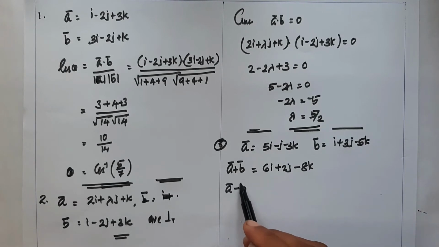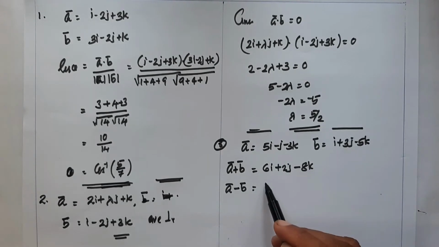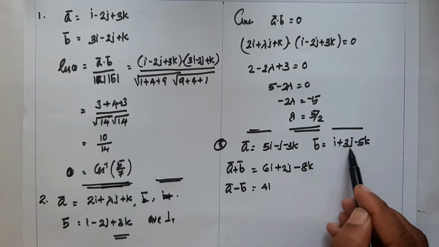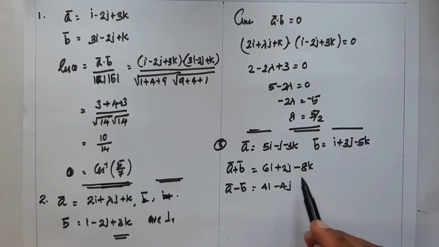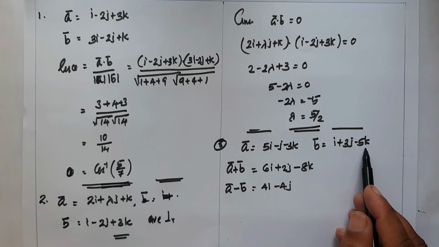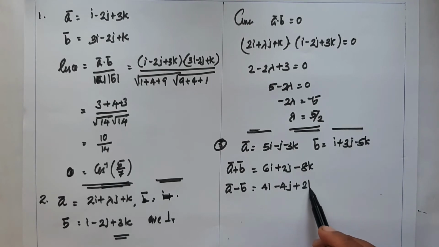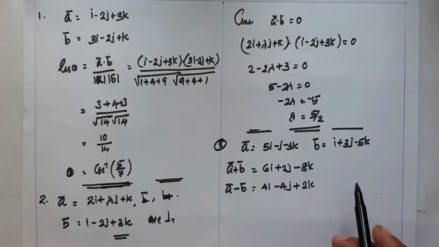Then a minus b: 5i minus i, 4i, minus j minus 3j, minus 4j, minus 3k minus minus 5k, that is plus 5, 5 minus 3, that is 2k. Now we subtract, corresponding like terms subtracted.